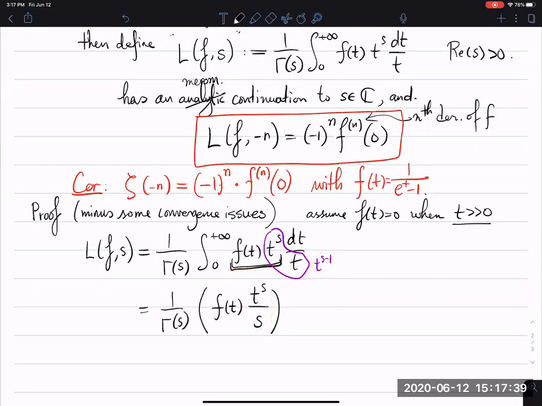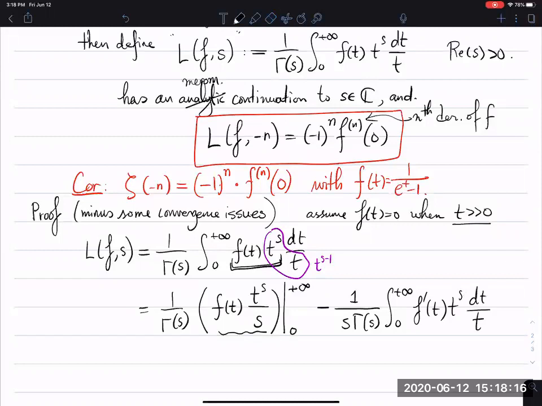If you do integration by parts, that means you want to evaluate f(t) times t^s over s at infinity and at 0, minus, well, right now you took the derivative on the first term. Now you want to take the derivative on the second term. So it's s times gamma(s) of the integration from 0 to infinity of f'(t) t^s dt over t.